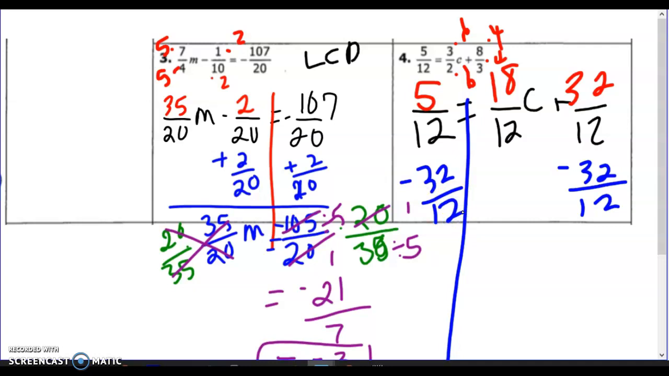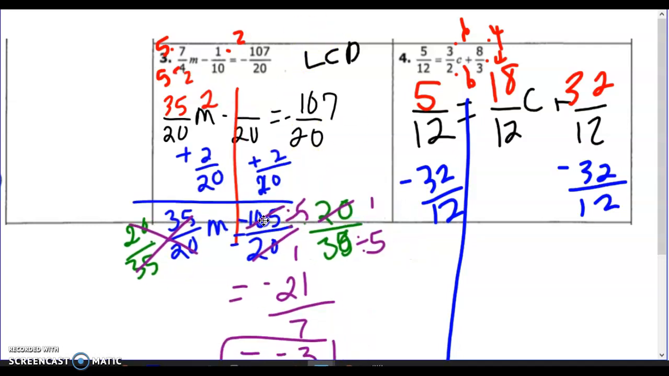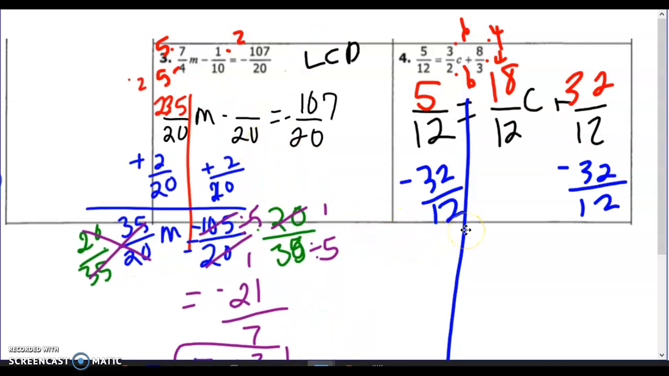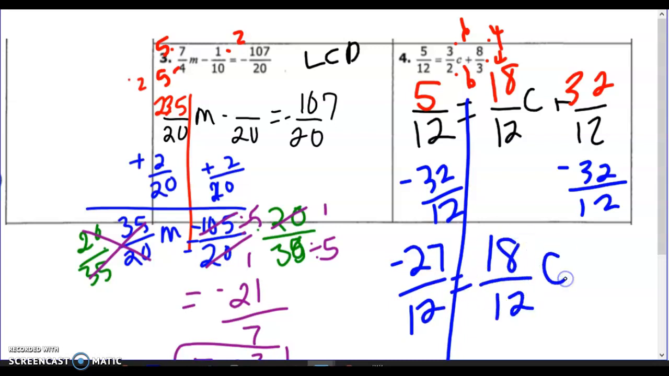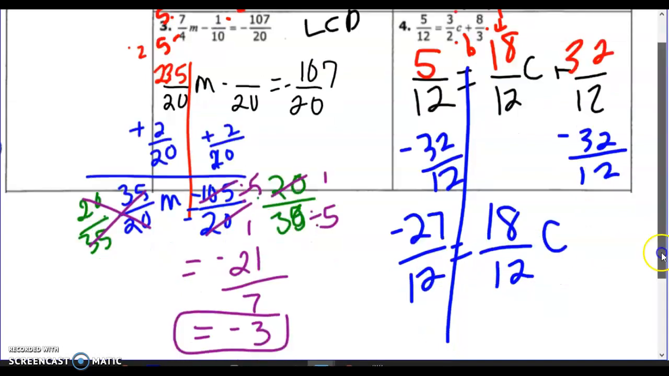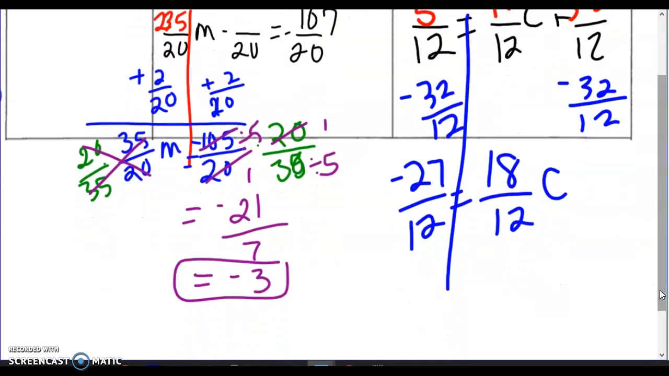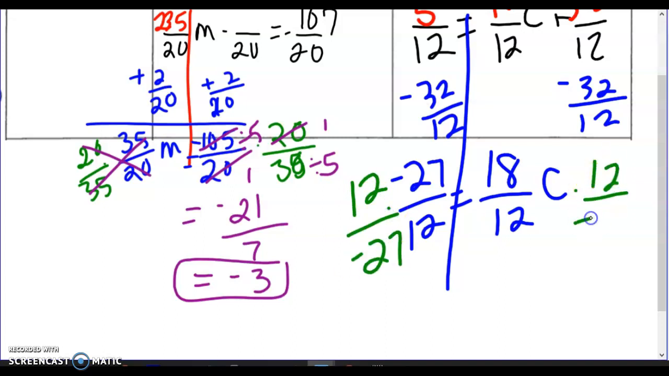So I get 32 minus 5, 27. So I'm going to move these guys over here because they're kind of in my way. And I've got negative 27 over 12 equals 18 over 12c. The nice thing here is I've got common denominators, so I'm going to multiply by 12 over negative 27.